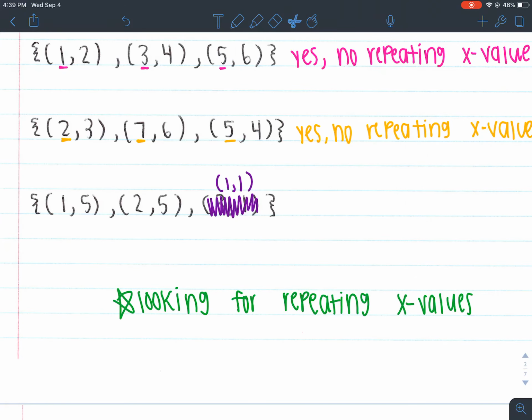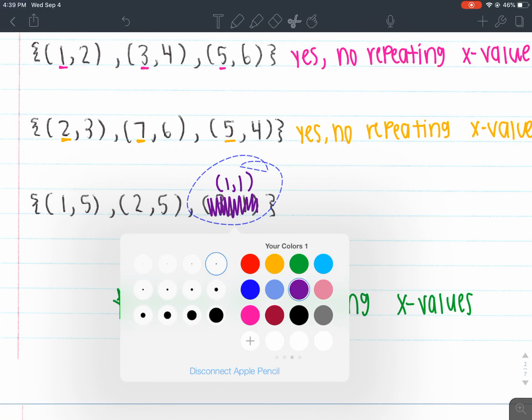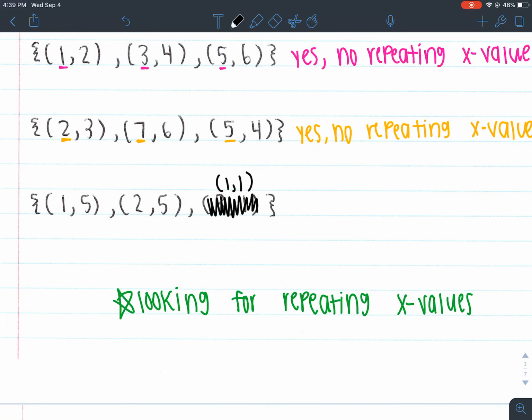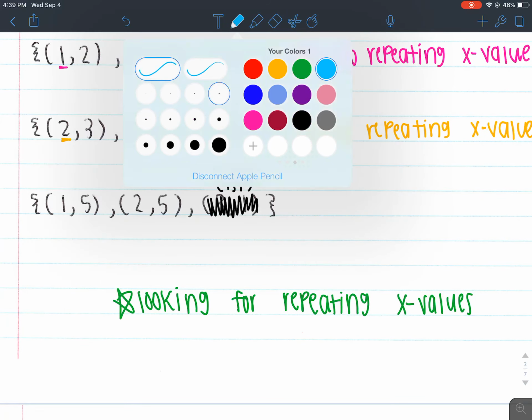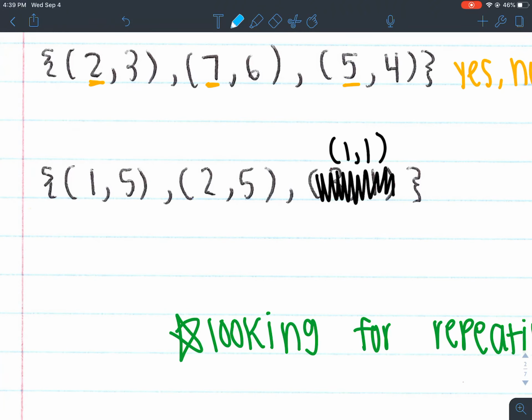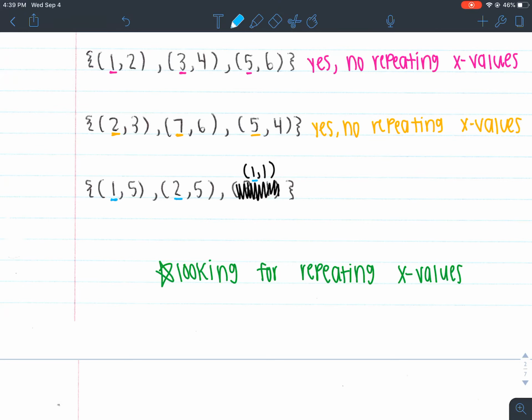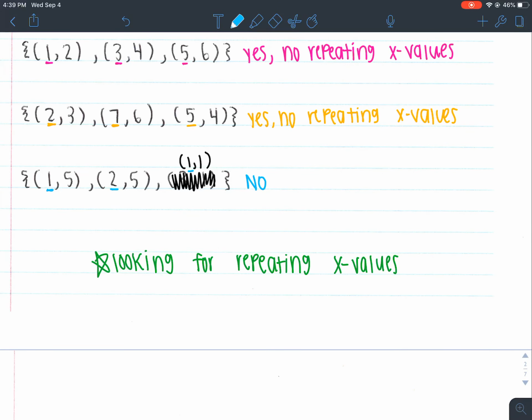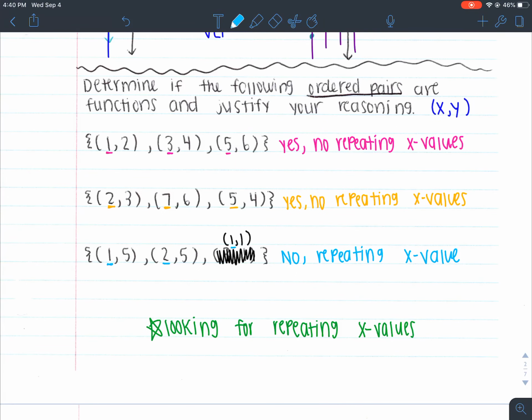All right, so let's make this black, actually. Black, and then we'll use baby blue. All right, so let's look at our x values. We have 1, we have 2, and then we have 1. So this is not a function because we have repeating x values. We have a repeating 1. Repeating x value. All right, so just like the very first representation, we're looking for repeating x values.